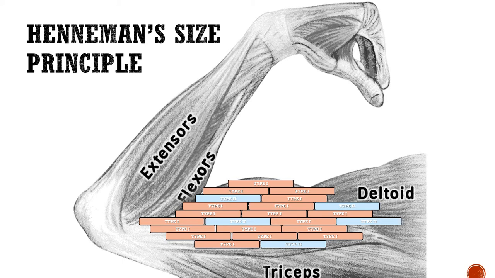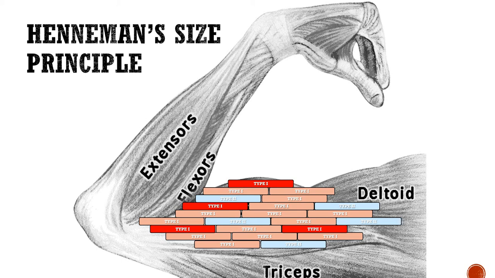Now, Henneman's size principle refers to the ordered recruitment of type 1 muscle fibers to type 2 muscle fibers. And this cannot be broken. So I've tried to illustrate that graphically here. If we engage a motor unit and that recruits a few muscle fibers, these will always be type 1 to begin with.